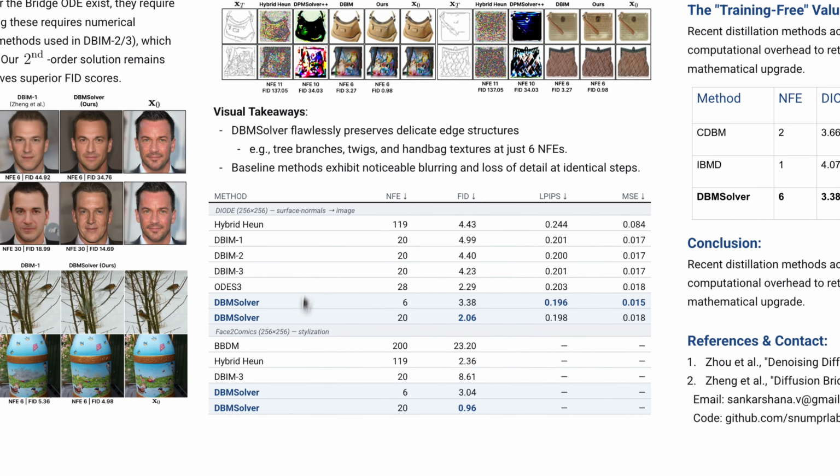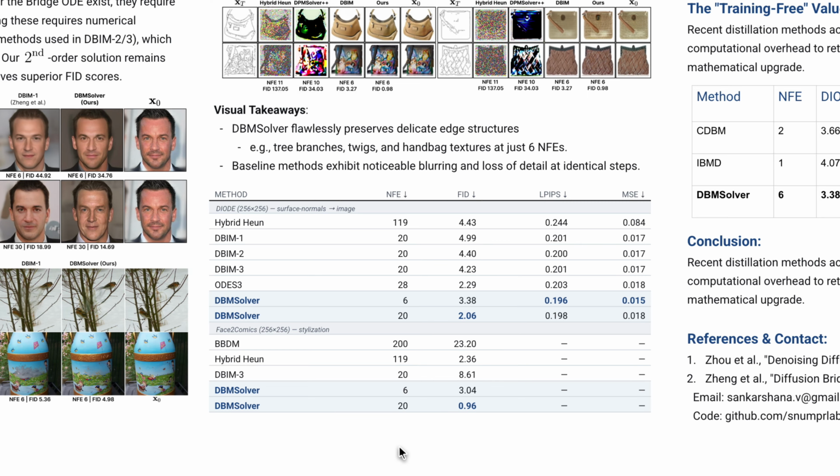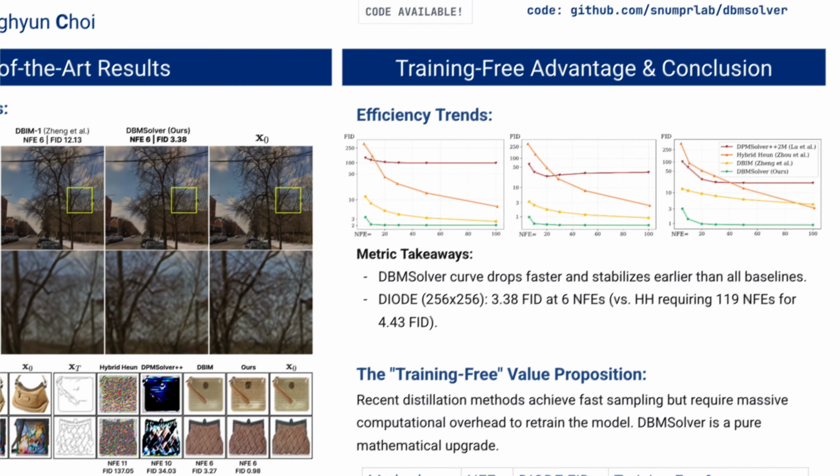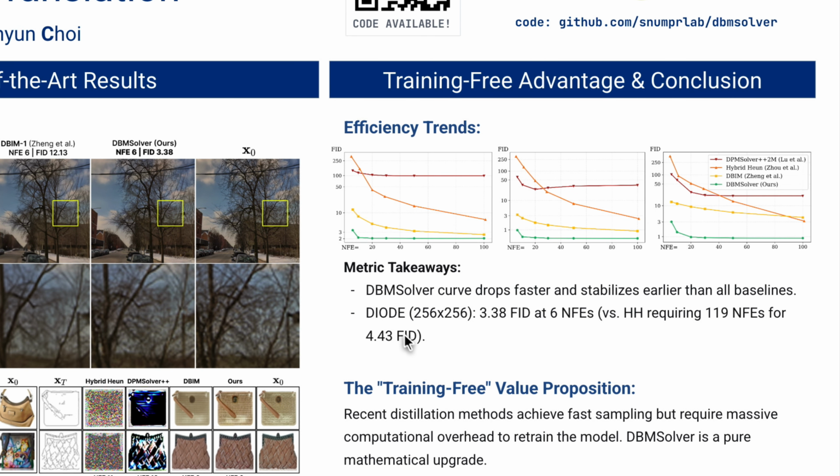Here we see in the complete results table that on DIODE, DBMSolver beats hybrid Heun's 119 NFE results in just 6 NFEs, and the 20 NFE results of DBIM, and we reach 2.06 FID. On Edges2Handbags, we again, in 20 NFEs, reach an FID under 1. So let's take a look at the efficiency trends as well. We see that across every dataset, our curve drops faster and stabilizes earlier than every other baseline. High fidelity at low cost, scaling smoothly as you add more steps. This is across 3 different datasets.